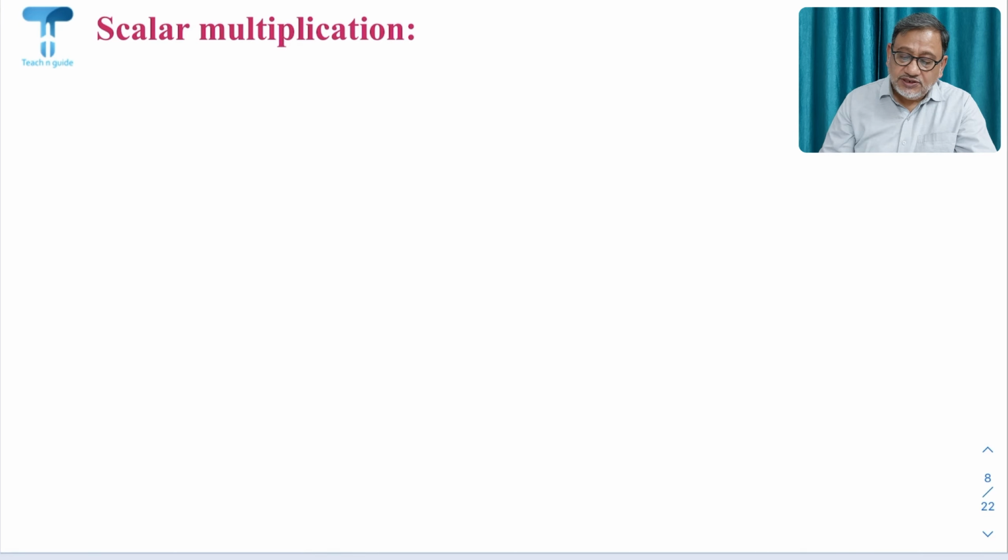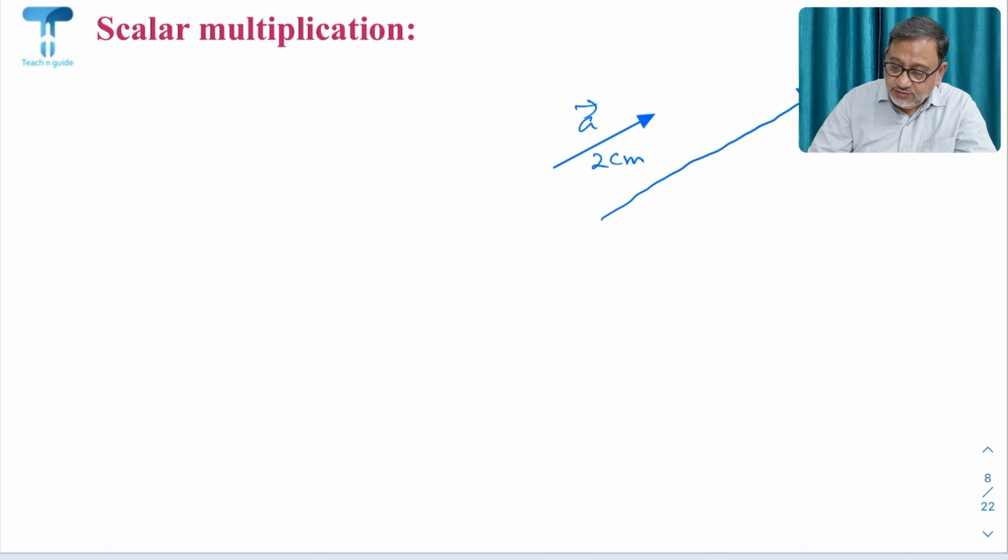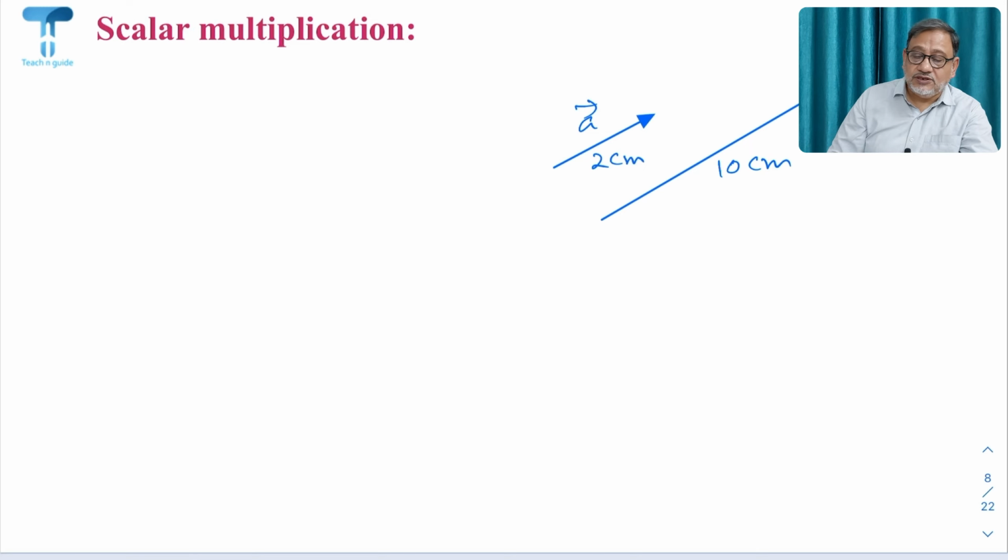Now scalar multiple. Look here, suppose I have a vector here, vector A, whose size is 2 centimeter, let me call it. Now there is another vector, let me draw another vector exactly in the same direction, but its length is 10 centimeter. Its magnitude is 10 centimeter.